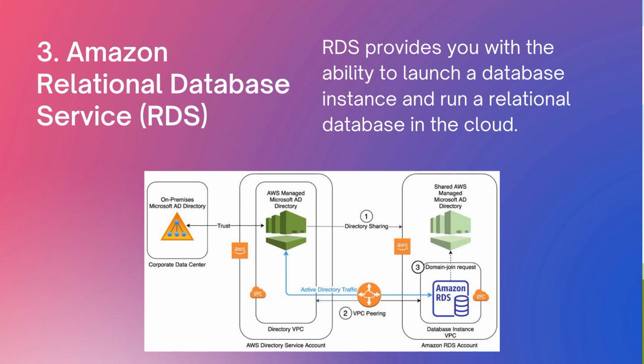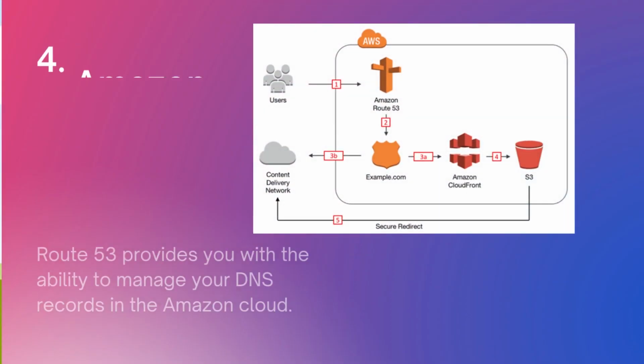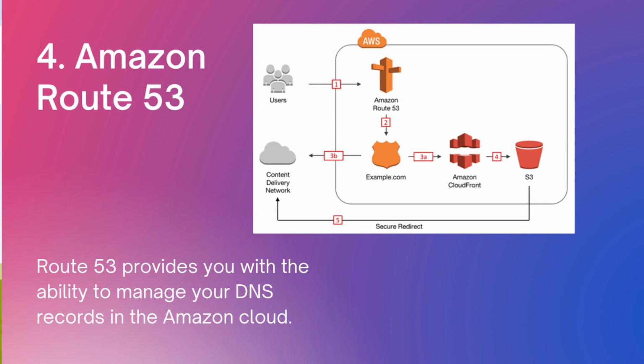Next service we are having is Amazon Route 53. Route 53 is a web service that Amazon provides for DNS management. So it's similar to what we have in our organization as a DNS service. In AWS it is known as Route 53. So it provides us the ability to manage our DNS records in the Amazon cloud.